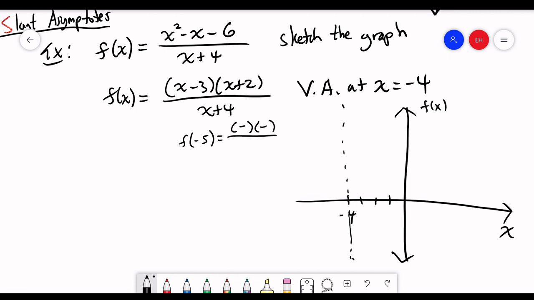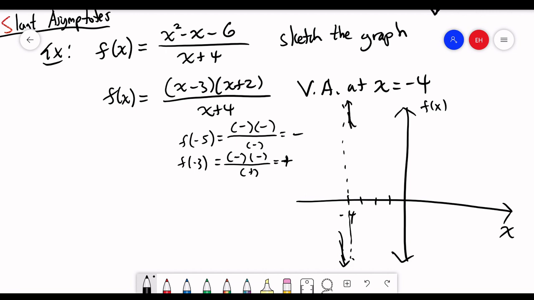So if I put in negative 5, my factors are negative 5 minus 3 is negative, times negative 5 plus 2 is negative, over negative 5 plus 4 is negative. So negative times negative is positive, divided by negative, negative. So I know the graph's going to go to negative infinity from the left side of that vertical asymptote. And plug in just the easiest thing you can on the right side, maybe like negative 3, and you're going to see that you're going to have two negatives on the top divided by a positive, so overall you're positive. So the graph is going to approach positive infinity from the right side.